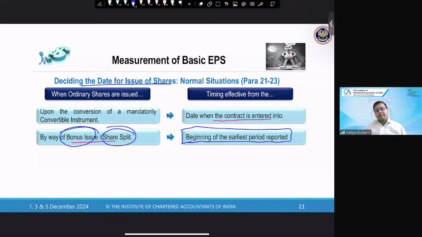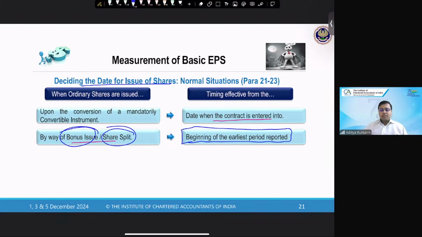How many comparatives you are presenting? The earliest one among that, the opening period of that is the date from which the bonus is present. So basically, in simple language, apart from the current year, for all the years you are presenting, add the bonus in the denominator, and then you arrive at the revised or restated EPS. Is it okay?